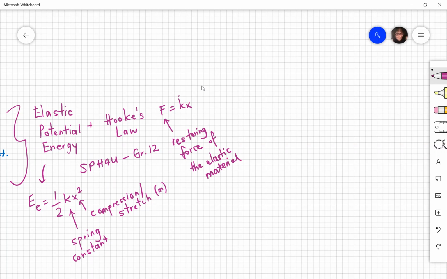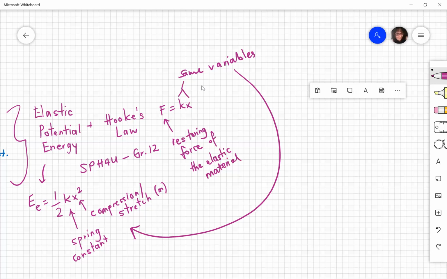And then again, K and X are the same as in the elastic potential energy equation. So these are the same variables as were described over here. Now, in the case of solving different types of questions, it's pretty straightforward. You'll be given information about the forces involved, or the mass of the object, or a stretch or compression in meters, which is related to a distance component for that spring.